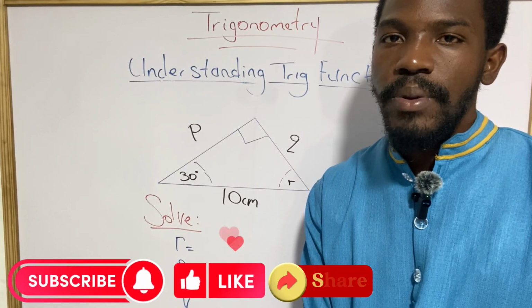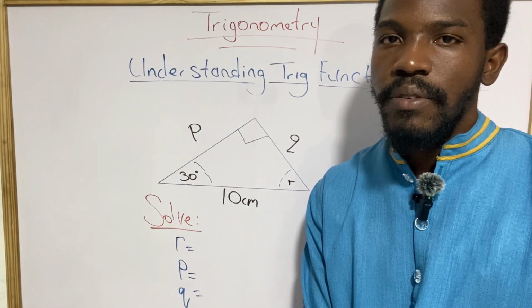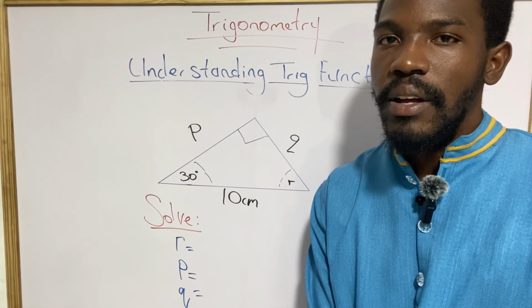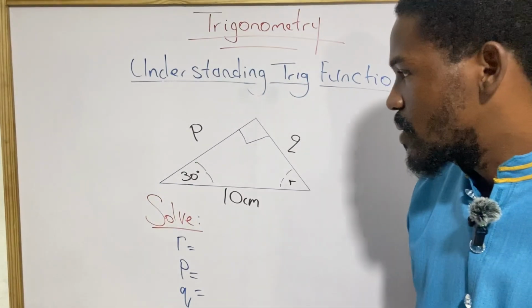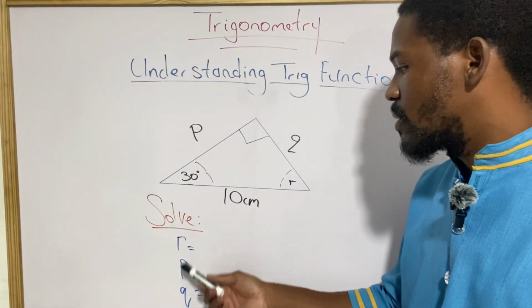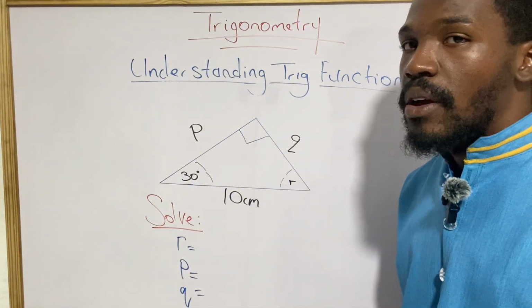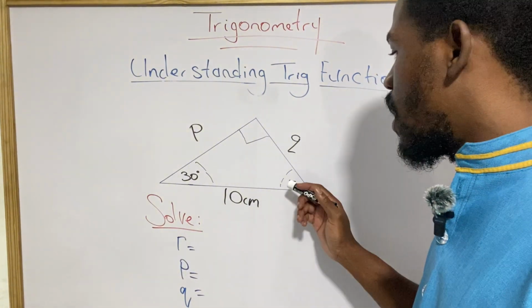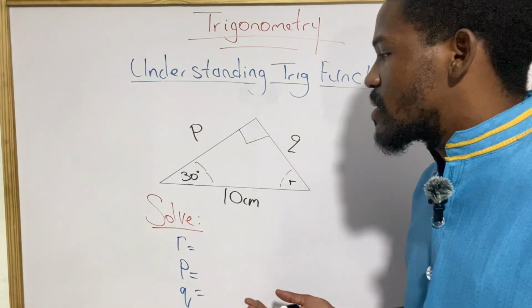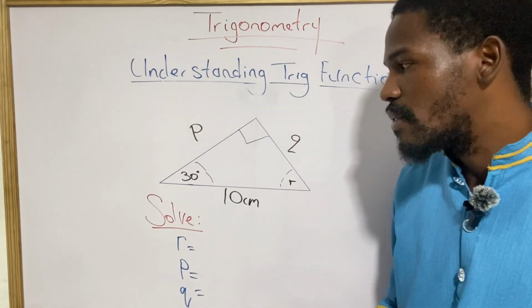In this lesson, I'll be talking about how to use our trig function, SOH CAH TOA, to solve questions relating to right angle triangles. Now, in this question, we actually have three things that we're looking to solve. So we are going to look to solve R, P, and Q. Now, if we look carefully, R is the easiest thing that we can solve. We don't really need trigonometry to solve R.